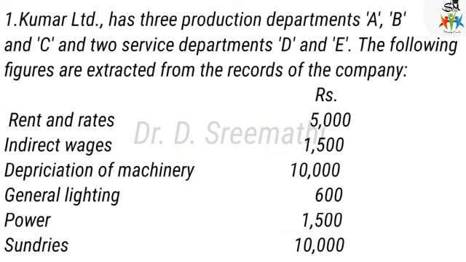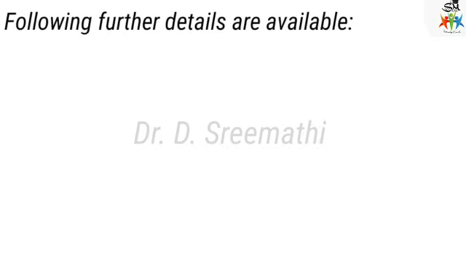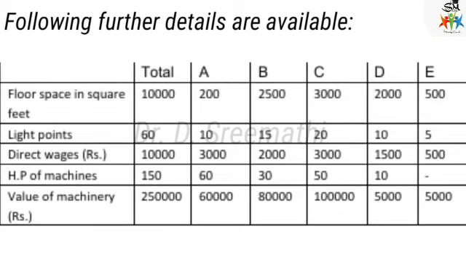Kumar Limited has 3 production departments A, B and C and 2 service departments D and E. The following figures are extracted from the records of the company. There is expenditure in rupees: rent and taxes 5,000, indirect wages 1,500, depreciation of machinery 10,000, general lighting 600, power 1,500, sundries 10,000. The following further details are also available.